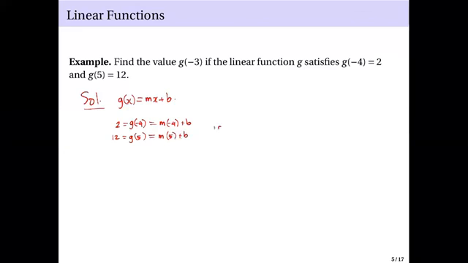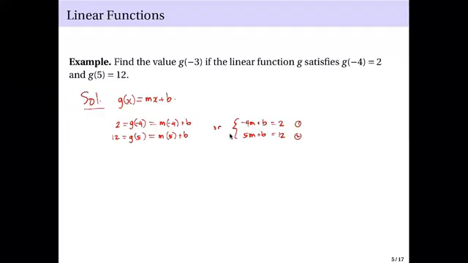Or let us rewrite this again as negative 4m plus b is equal to 2, and then you have 5m plus b is equal to 12. So again, let's write this as equation 1 and equation 2. And just like before, we will solve this by elimination.